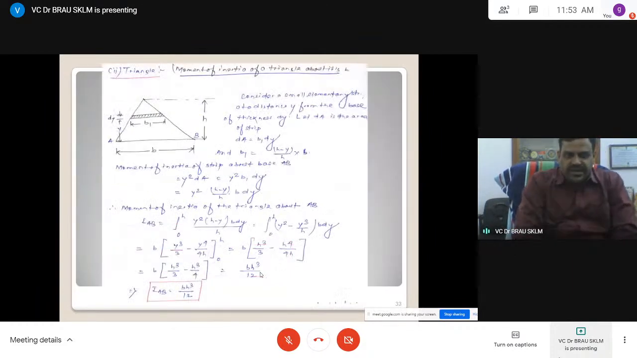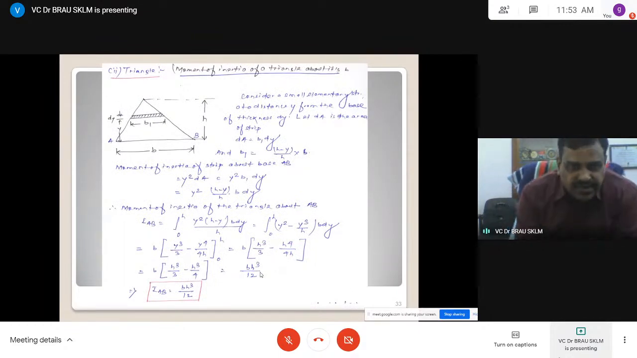Now let us consider a triangle, the moment of inertia of a triangle. Here also let us consider a small strip, b1 into dy. Let us make it an approximate rectangle. What is b1? It is from similar triangles: this is one triangle and this is another triangle. If the height is h, this is h minus y. The base is known and the height is known; half base into height gives the area.